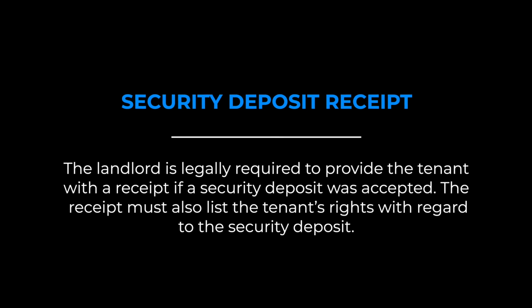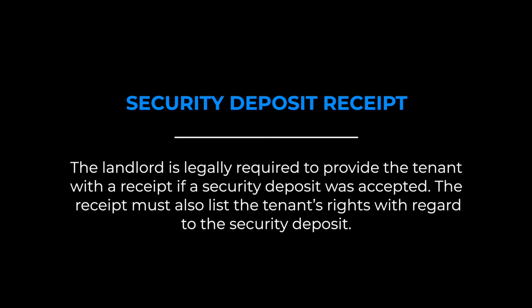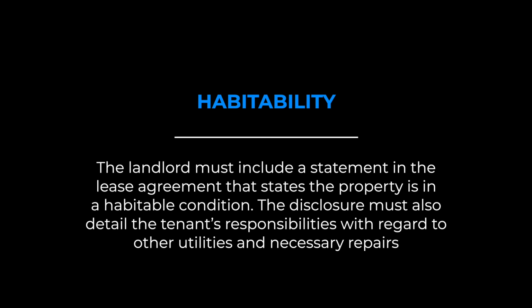Security deposit receipt. The landlord is legally required to provide the tenant with a receipt if a security deposit was accepted. The receipt must also list the tenant's rights with regard to the security deposit. Habitability. The landlord must include a statement in the lease agreement that states the property is in a habitable condition. The disclosure must also detail the tenant's responsibilities with regard to other utilities and necessary repairs.